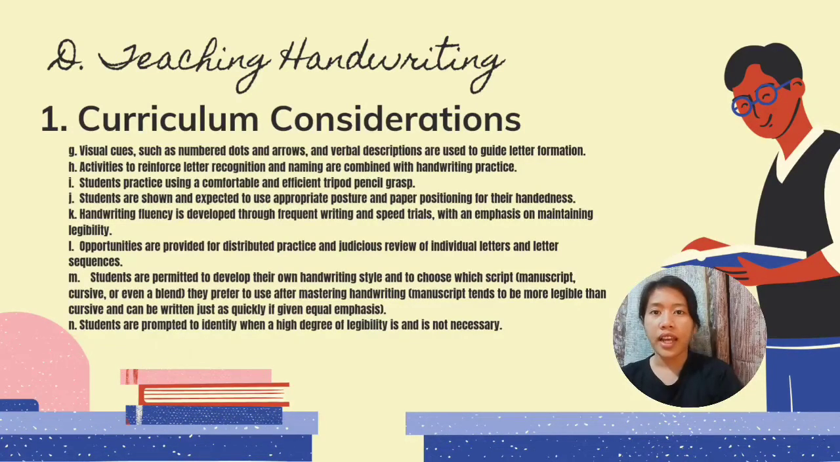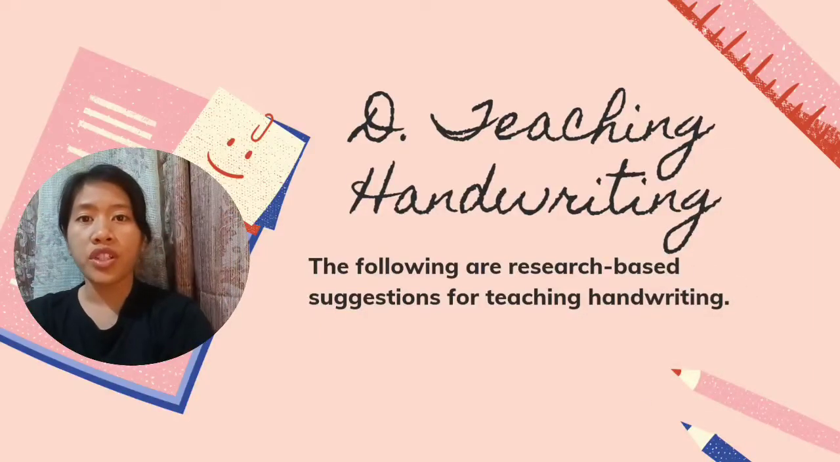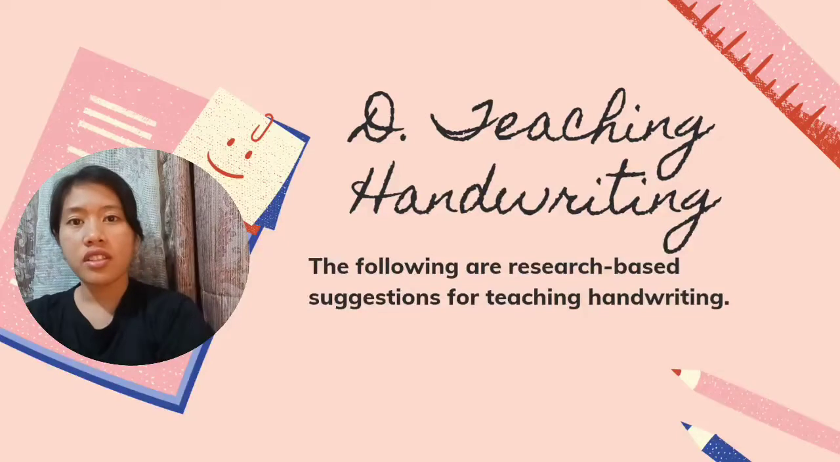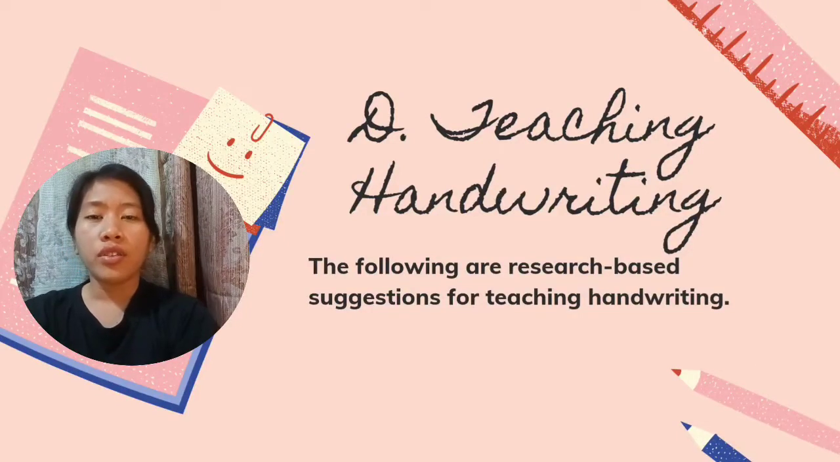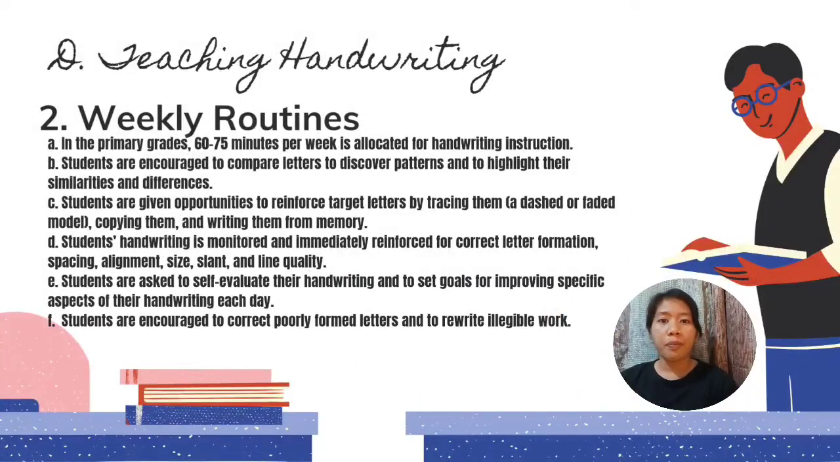The last one, letter N. Students are prompted to identify when a high degree of legibility is and is not necessary. Now we are done with number 1, which is curriculum considerations. Now we will start with number 2, which is weekly routines. Letter A. In the primary grades, 60 to 75 minutes per week is allocated for handwriting instruction.